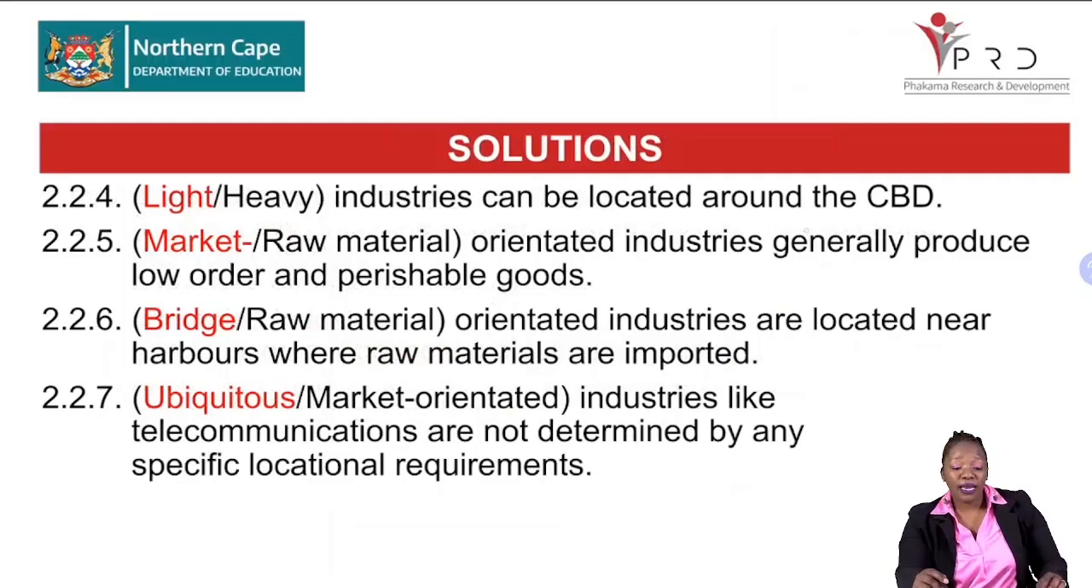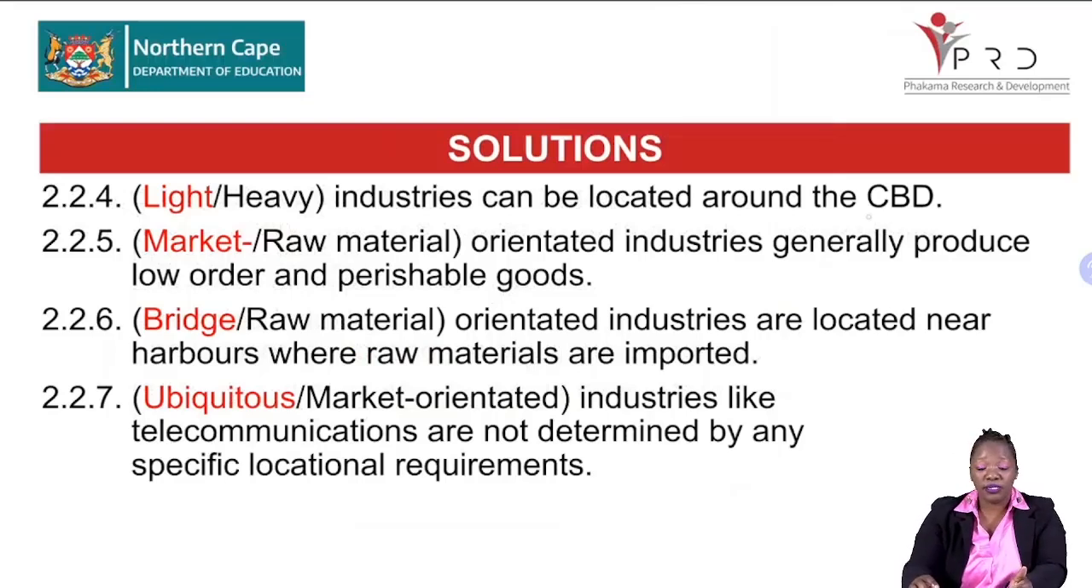You will remember that the light industries can be located around the CBD because they only use small machines, they require a small space, and they cause little or no pollution at all. So hence they can be around the CBD.